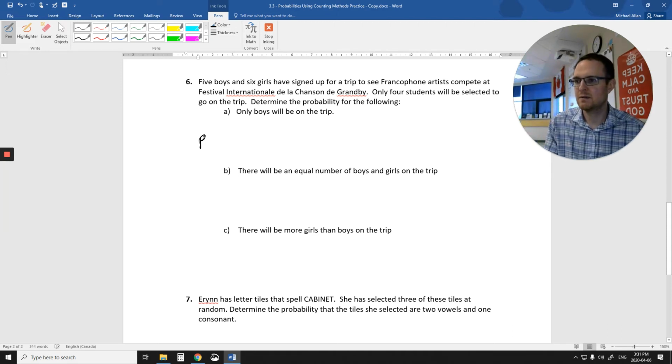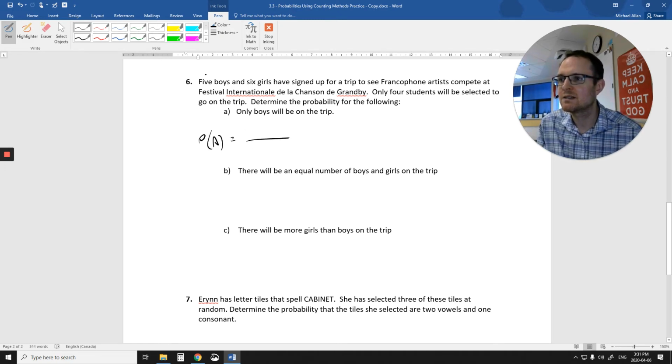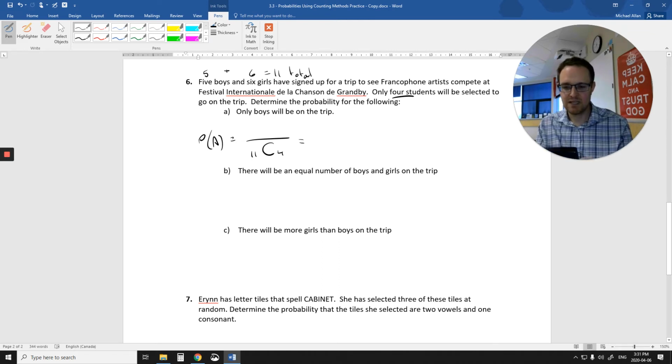Okay, let's see. So remember, the probability is how many favorable outcomes divided by all the outcomes. So for all the outcomes, we have 5 and 6. Add those together. There's 11 in total, and we can only choose 4 students to go. I don't think there's any particular difference in how they get picked, so there's no order here. So it's 330 different ways I can send these 11 kids.